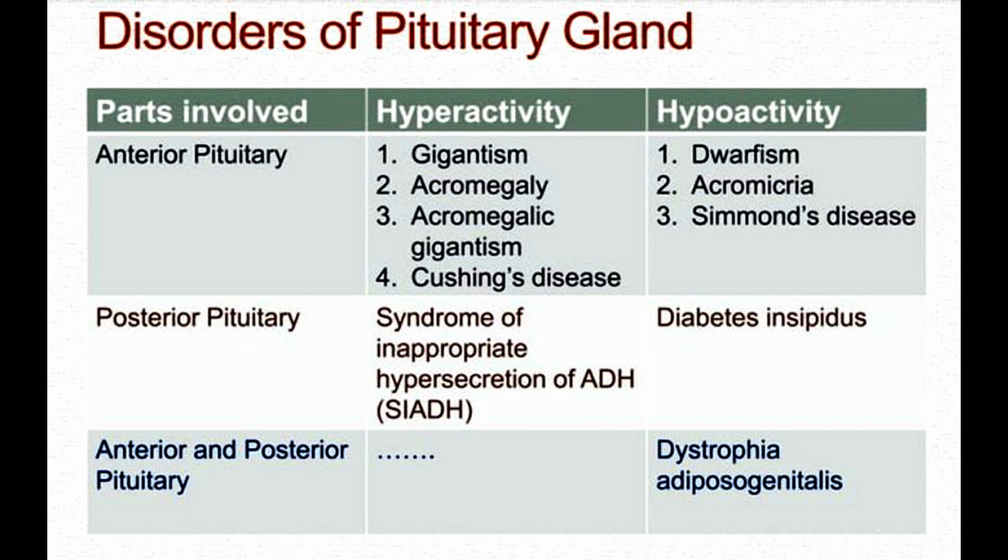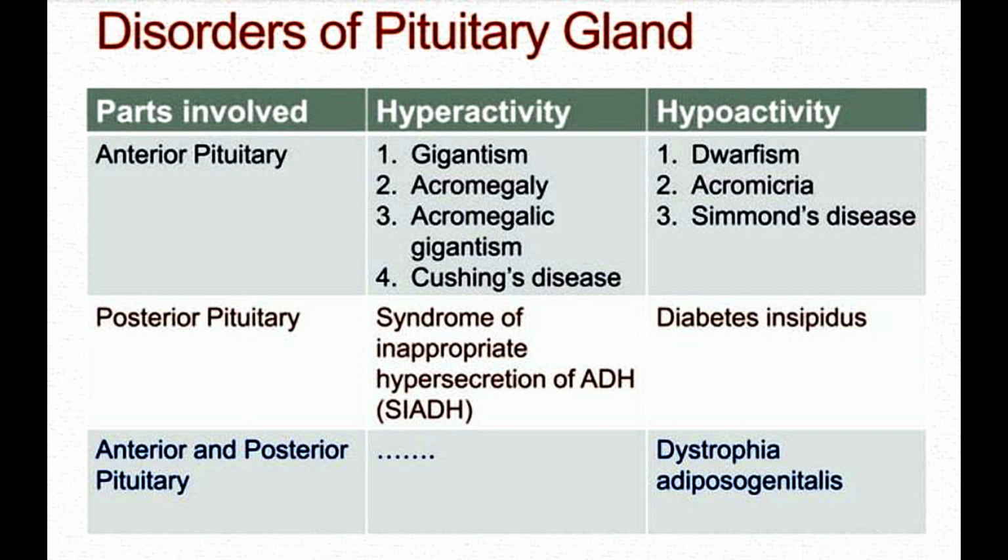Third is Simmonds disease. It is due to the hyposecretion of all the anterior pituitary hormones due to the atrophy or degeneration of the anterior pituitary. The major feature of Simmonds disease is rapidly developing senile decay. A 30-year-old patient will look like a 60-year-old person. There is loss of hair over the body and loss of teeth. Skin becomes dry and wrinkled.